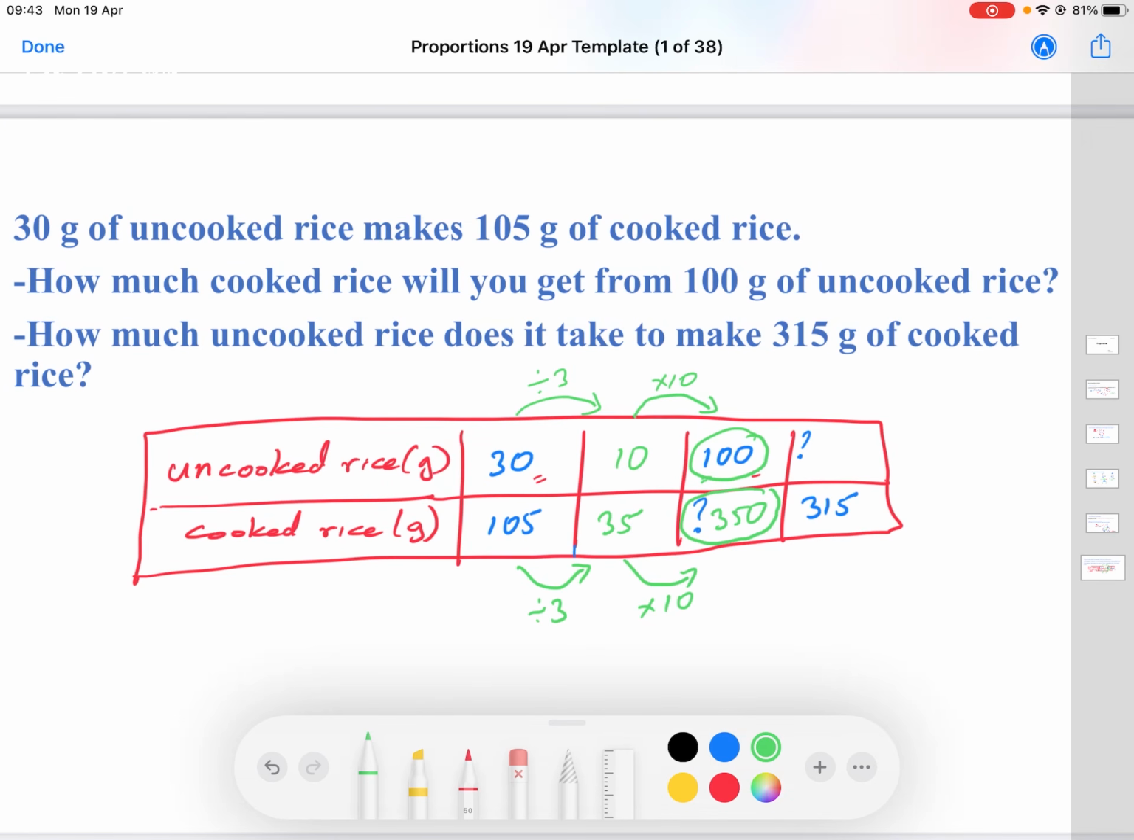And now for 315. If you look at this, 105, if you multiply by 3 times, we are going to get 315. So even in the numerator, we are going to multiply by 3 times. So 30 times 3 will be 90. Therefore, to get 315 grams of cooked rice, we need 90 grams of uncooked rice.